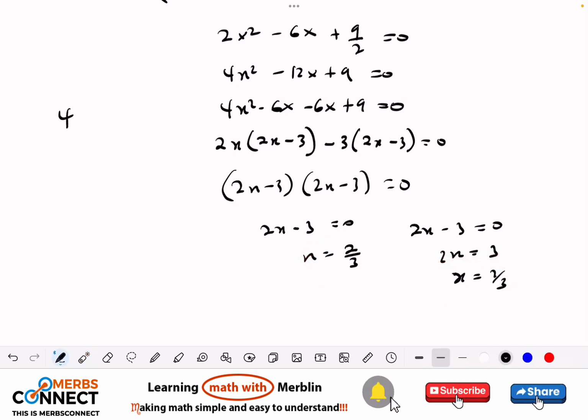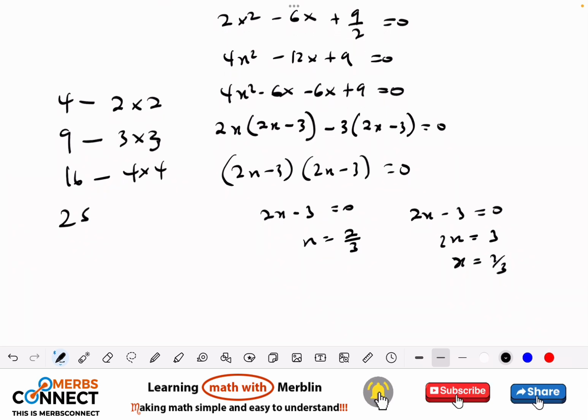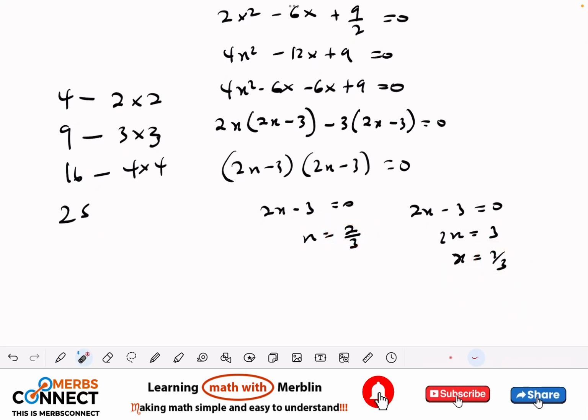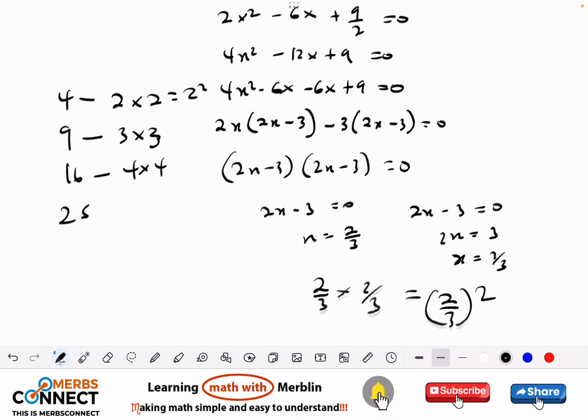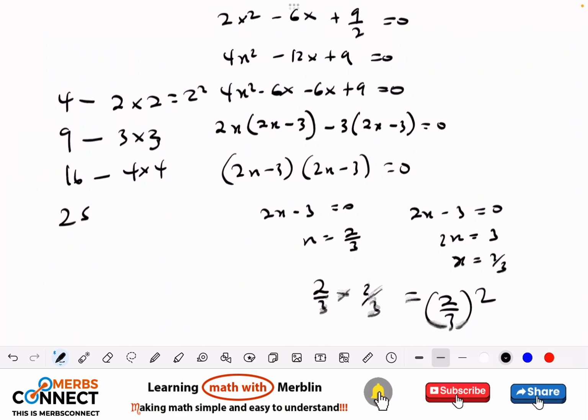We said 4, 9, 16, 25. How do we get 4? The 4 here is 2 times 2, right? How do you get 9? 9 is 3 times 3. How do you get 16? 4 times 4. So it means that now this is a perfect square because this is something like 3 over 2 times 3 over 2. So this is like 3 over 2 squared. So that is the idea. So you see that half worked out.